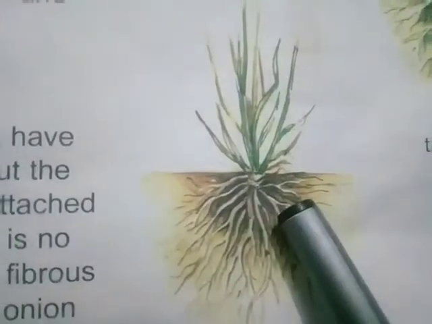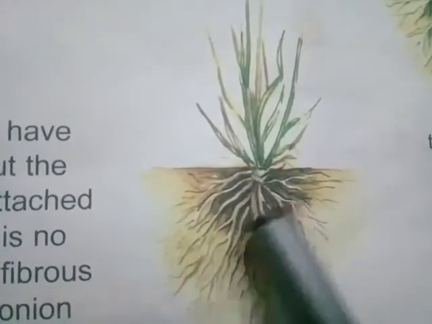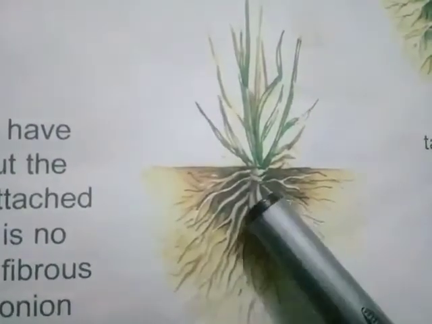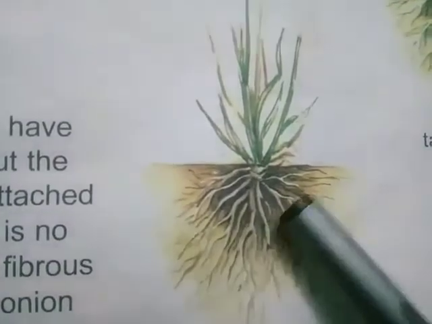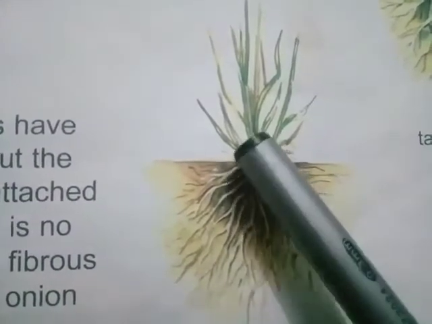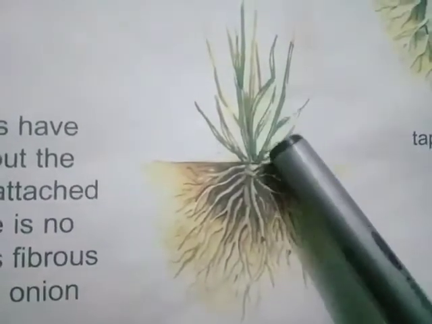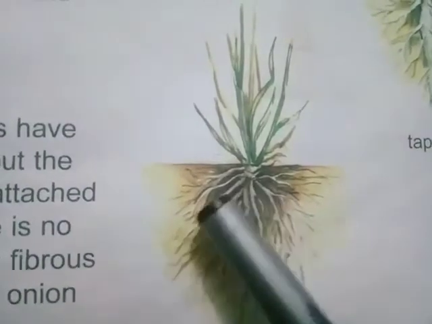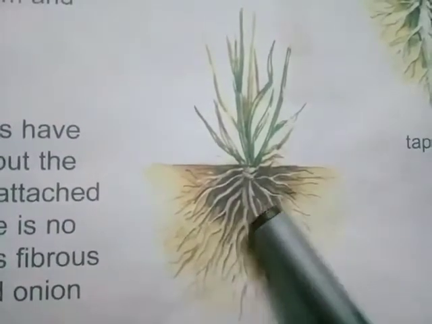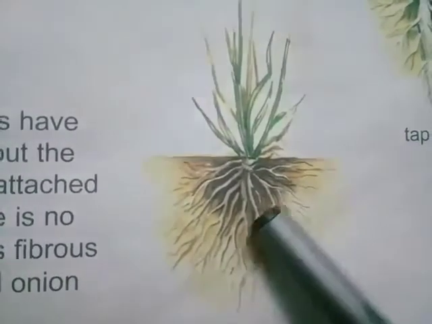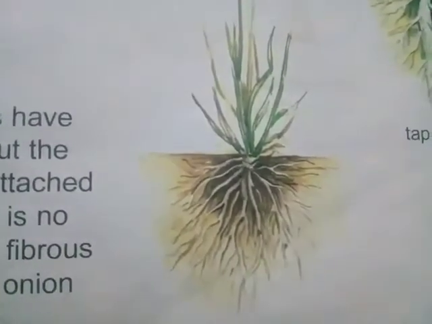Look in this picture. Fibrous root is a kind of root which has many branches. Grasses have this type of root. All roots are about the same size. These roots are attached to the end of the stem. You can see in the picture the end of a stem. The roots are attached. There is no main root. So this kind of root is a fibrous root.